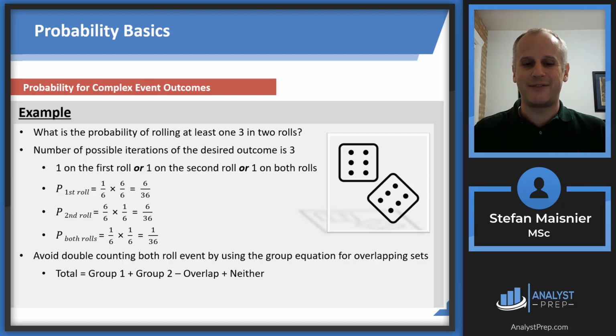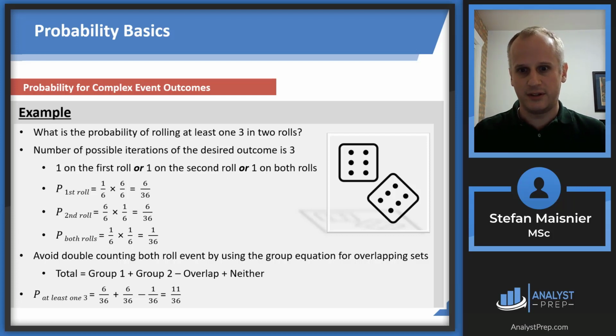So that means that we have to subtract out that 3 on both rolls of the dice because it's already been counted in both the first roll and the second roll. So our probability of at least 1 three in 2 rolls is going to be 6 out of 36 plus 6 out of 36 minus the 1 out of 36 overlap, which is going to be equal to exactly 11/36. And you can see that this was a relatively detailed scenario.